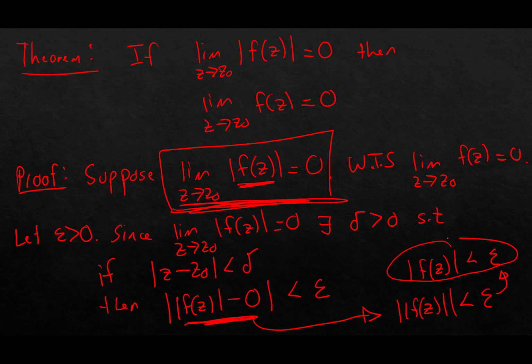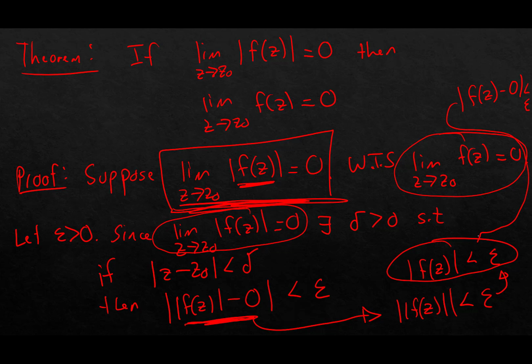But this is exactly what we would want to show if we're trying to show that the limit as z approaches 0 of f of z is equal to 0. Because what we would need to show is that the absolute value of f of z minus 0 is less than epsilon. But that's exactly what this is saying right here. So it's kind of a neat little proof. It just follows out really, really nicely using epsilons and deltas.